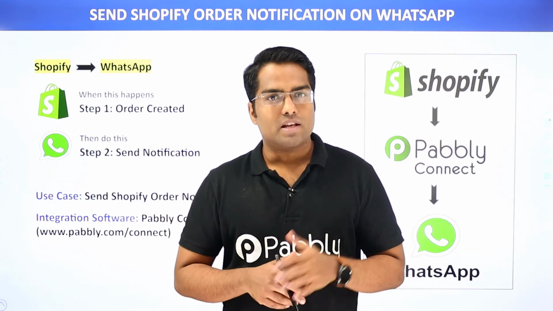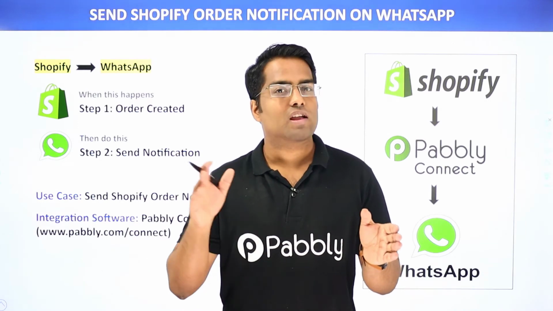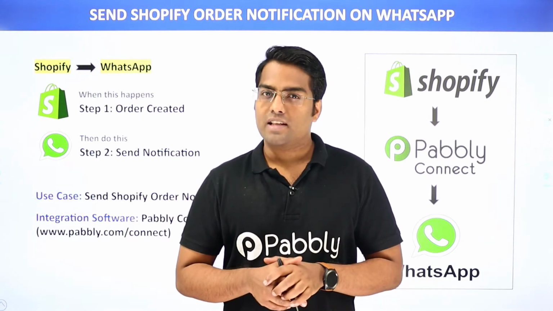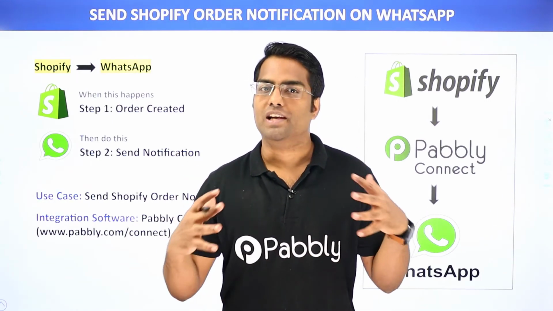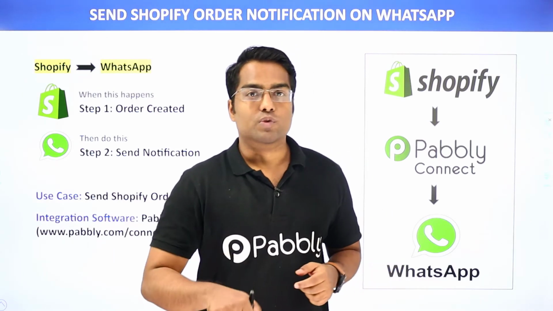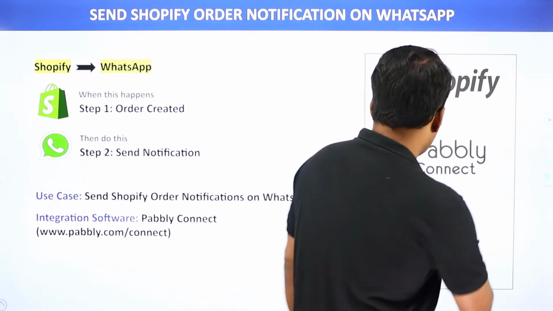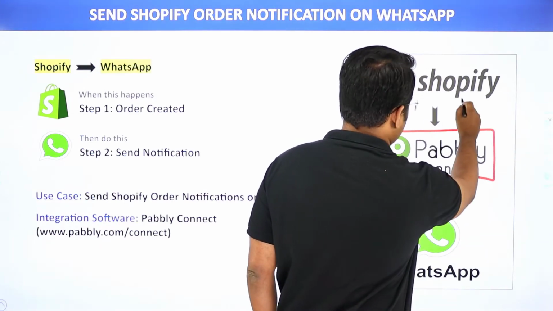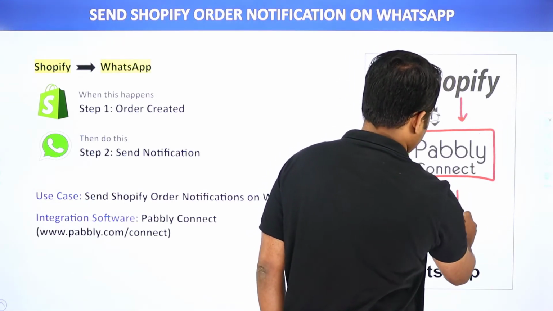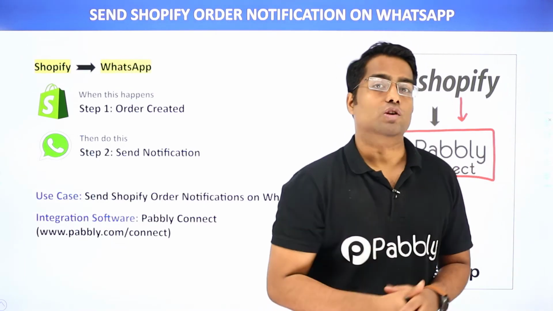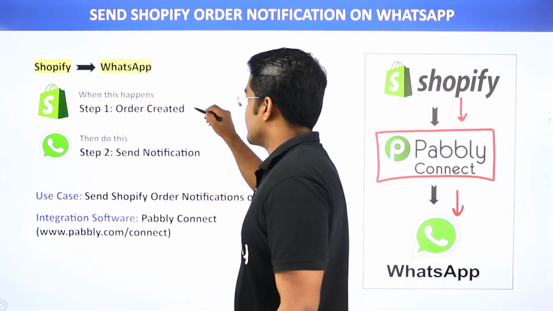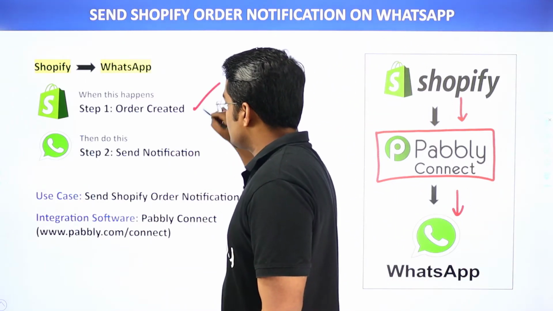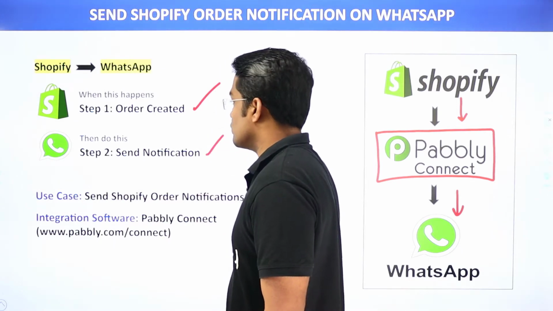So the problem is there is no direct data flow between Shopify and WhatsApp. So in cases like these, we have to bring a third app to properly connect them both. In this video, we will be using Pabbly Connect to integrate Shopify and WhatsApp. What Pabbly Connect will do is, whenever there is a new order created in Shopify, it will make sure that WhatsApp sends a notification to the buyer.